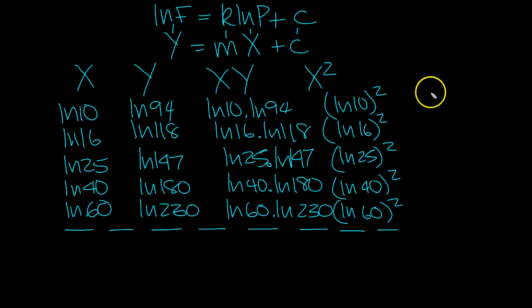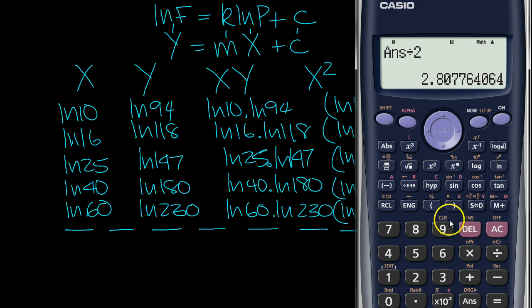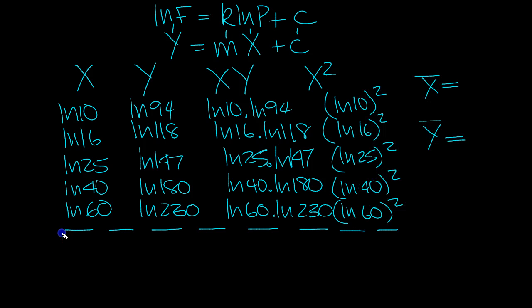And we're going to need x bar and y bar. We'll work those out to a sufficient level of accuracy as well. Okay, so let's do that then. Now we'll start doing the calculations. ln 10 plus ln 16 plus ln 25 plus ln 40 plus ln 60 equals 16.07727.